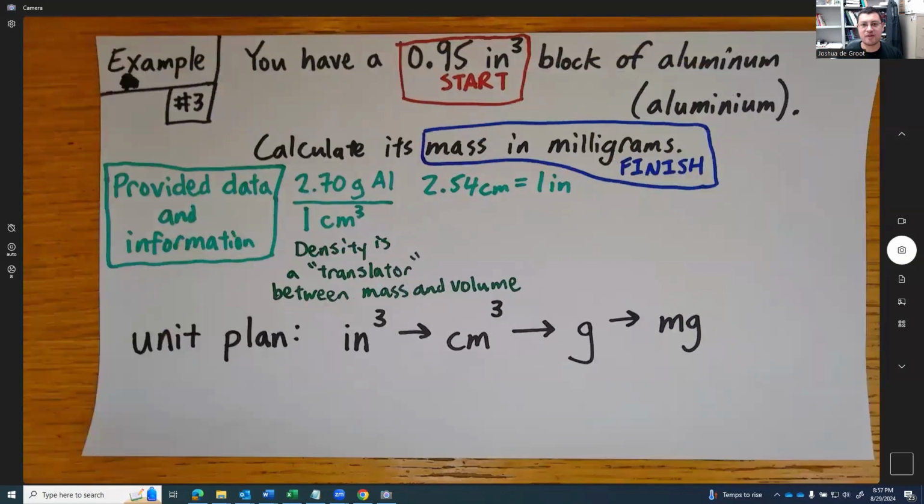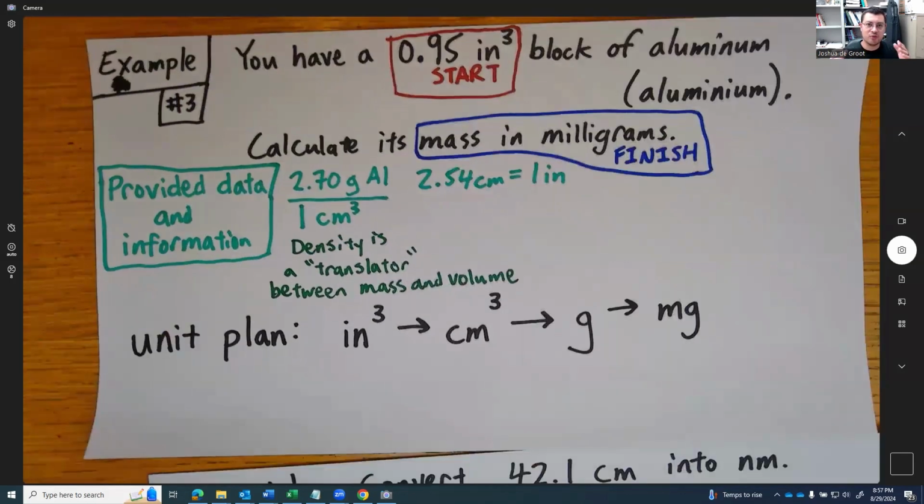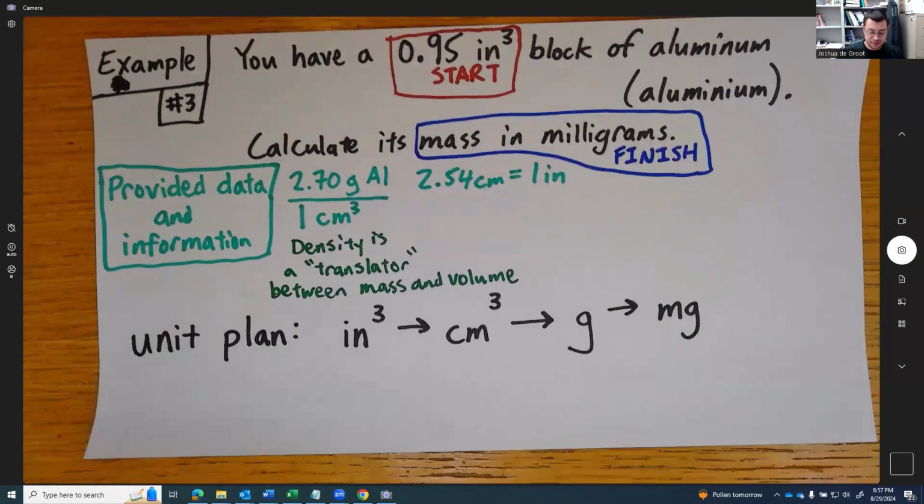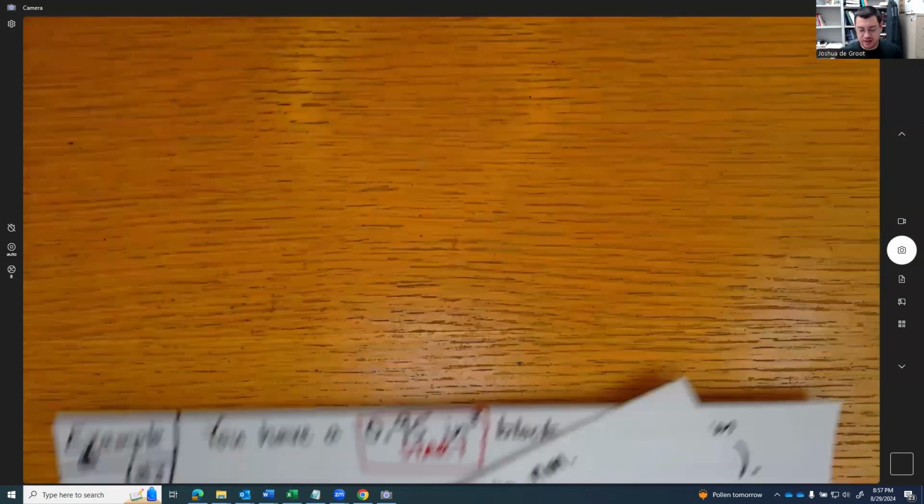These density ones scare people sometimes because we're working with like two different universes. We have our mass universe, we have our volume universe. Density is a translator for those two universes. It allows us to convert from one universe to the other, mass to volume or volume to mass. All right, so that's the plan. Let's start with example one.